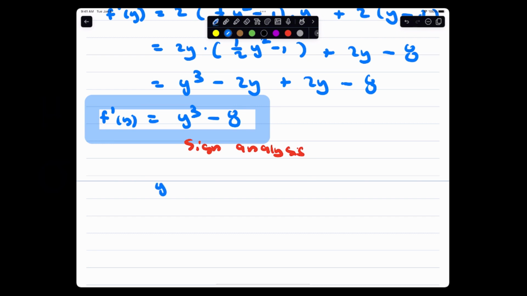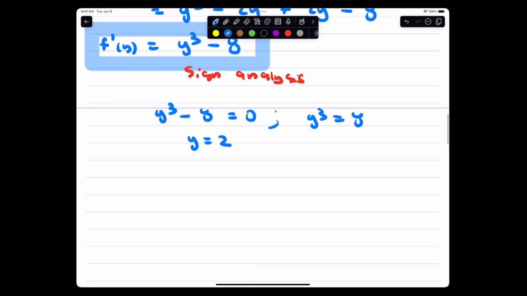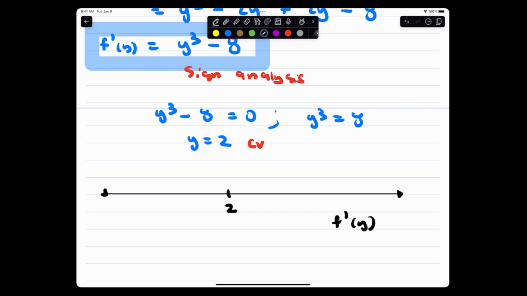So that means y cubed minus 8 equals 0. This is very nice. Y cubed equals 8. What does that mean about y? Y equals 2. This is my critical value. So it looks like it's even nicer than we can imagine. So at 2, the first derivative is 0.